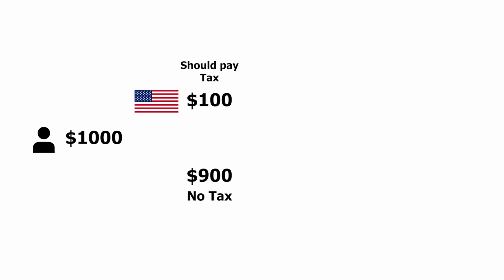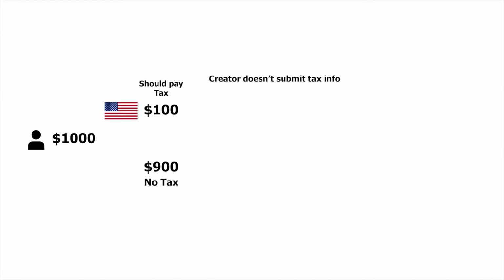If you earned $1,000 revenue from YouTube in the last month, from this $1,000 revenue, your channel generated $100 from the US. So here are some possible scenarios. Creator doesn't submit tax information. Final deduction is $240 because if you don't submit a form, it's up to 24% of the total earnings.